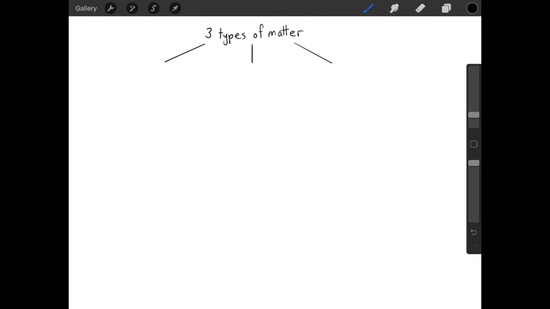There are three primary types of matter. Certainly there are only three that we'll be concerned with in this course. The three types are solids, liquids, and gases. Each of these types of matter has a couple of characteristic properties that lets you identify them.